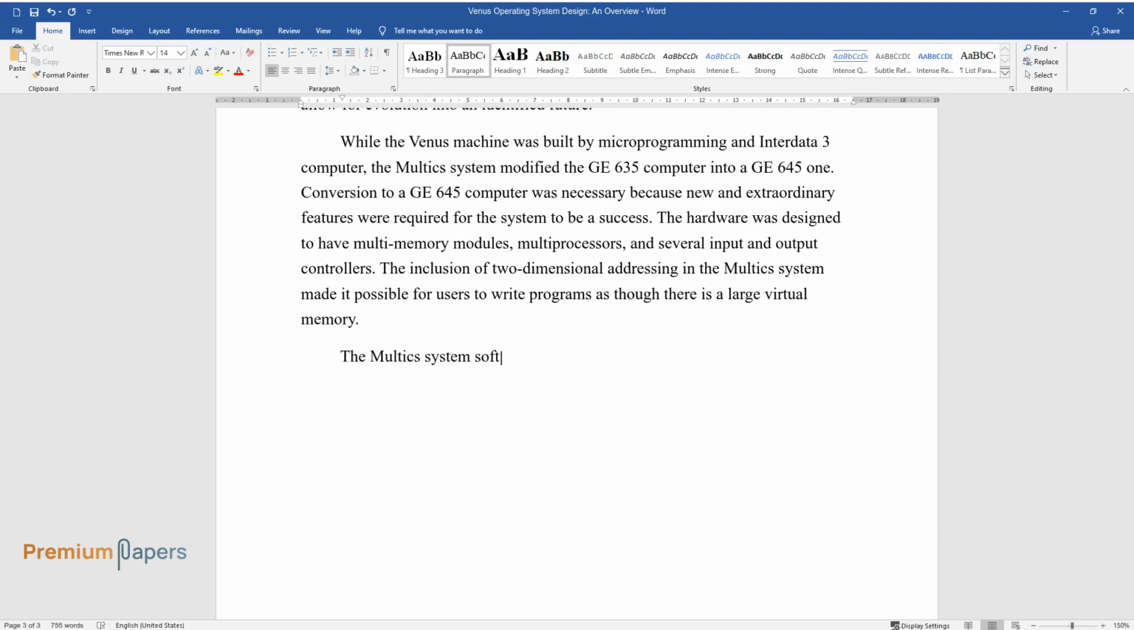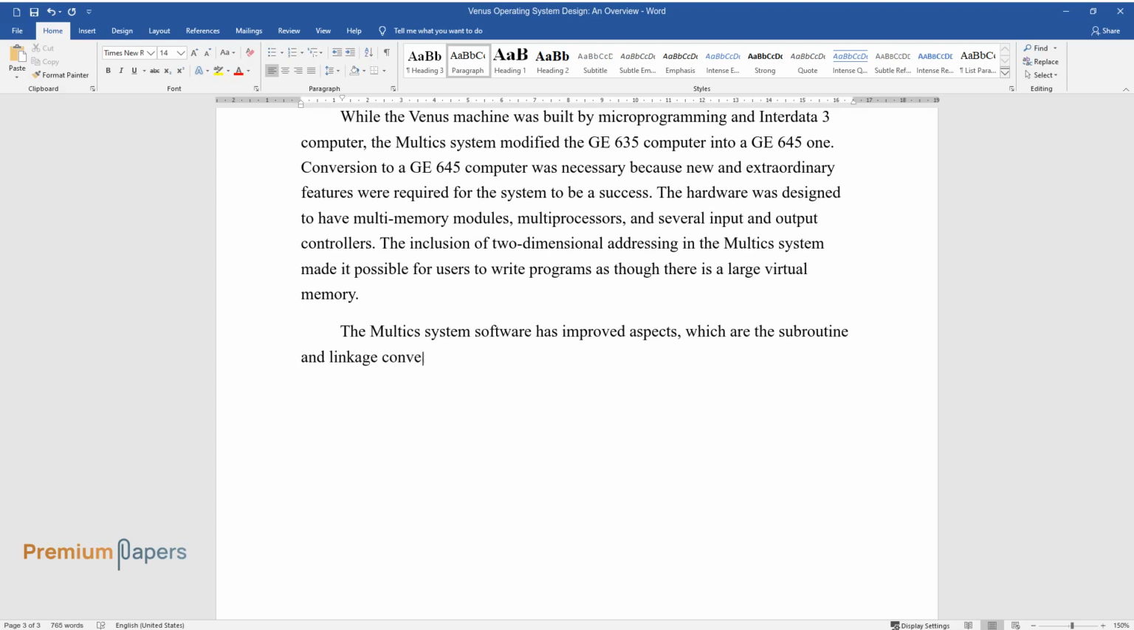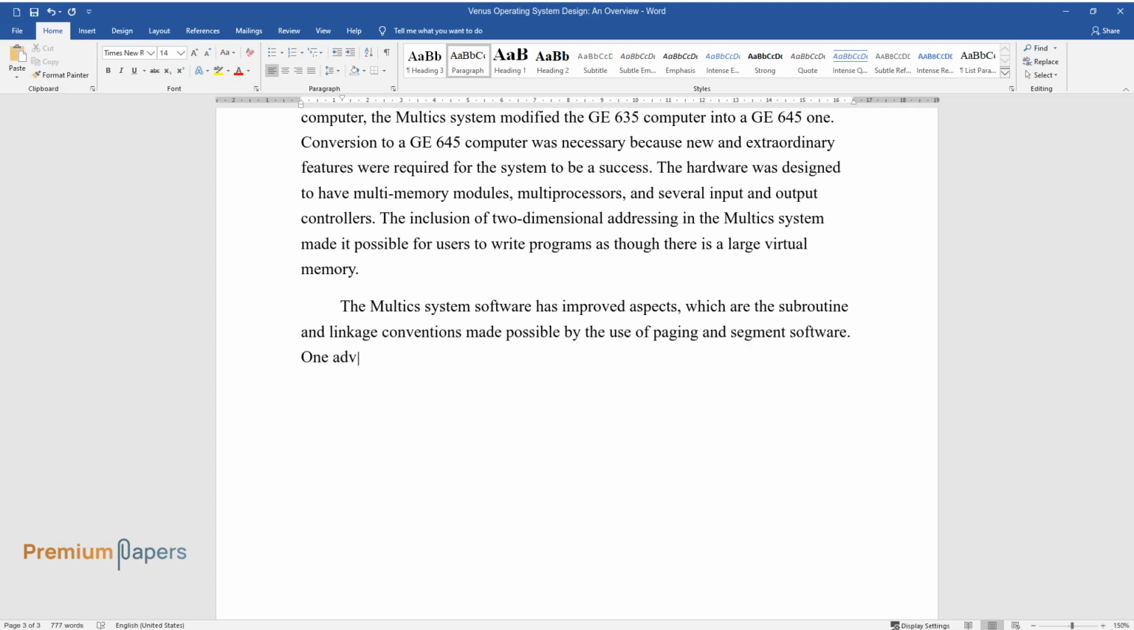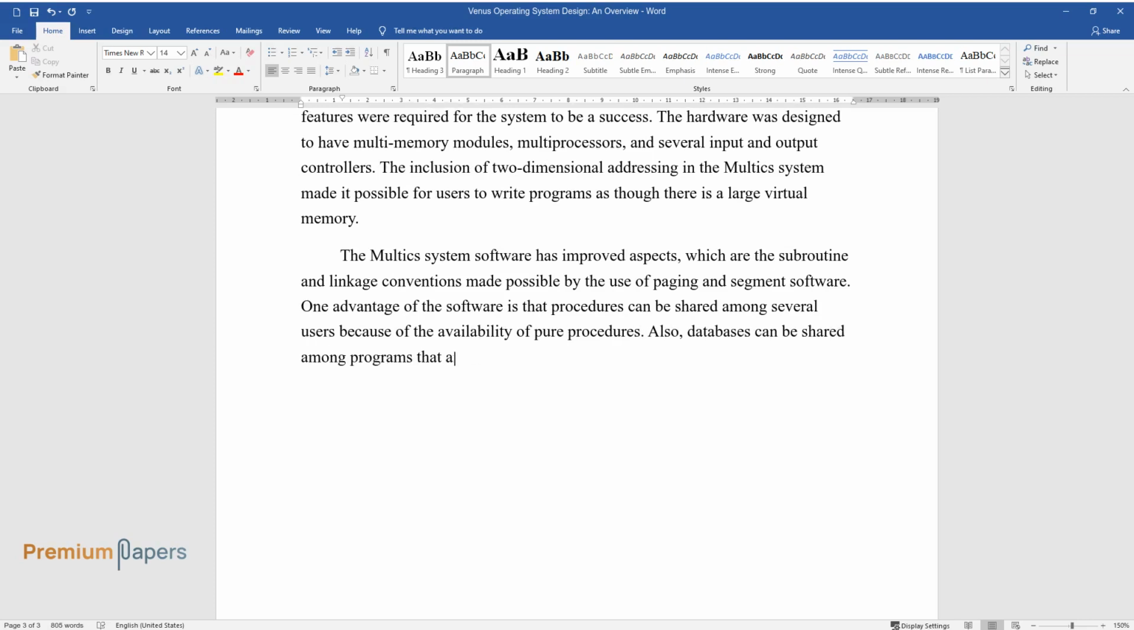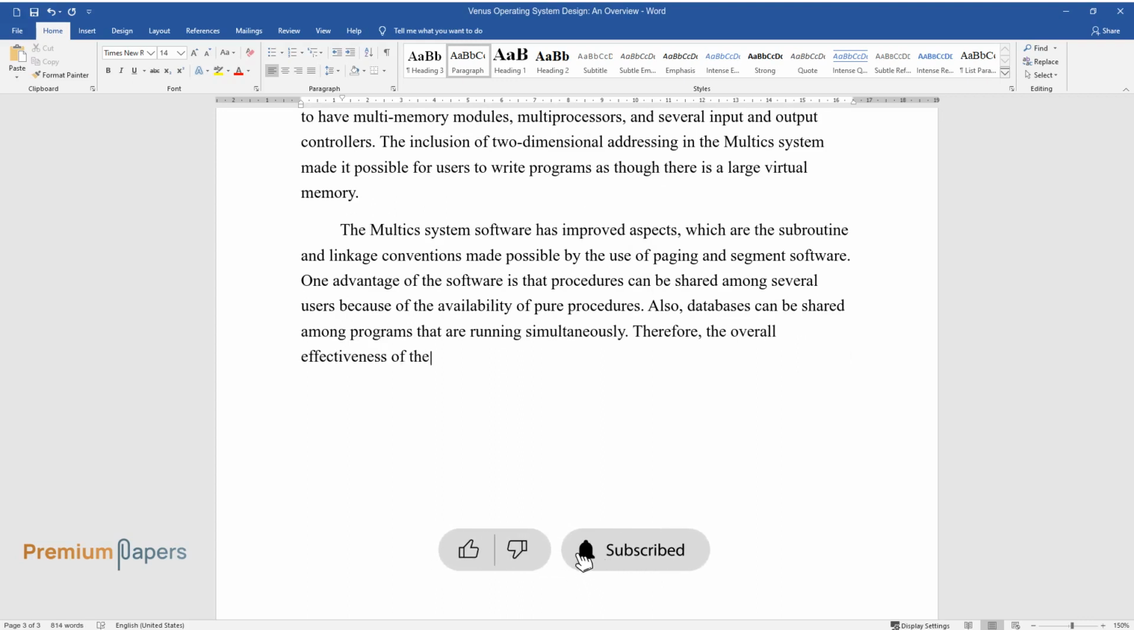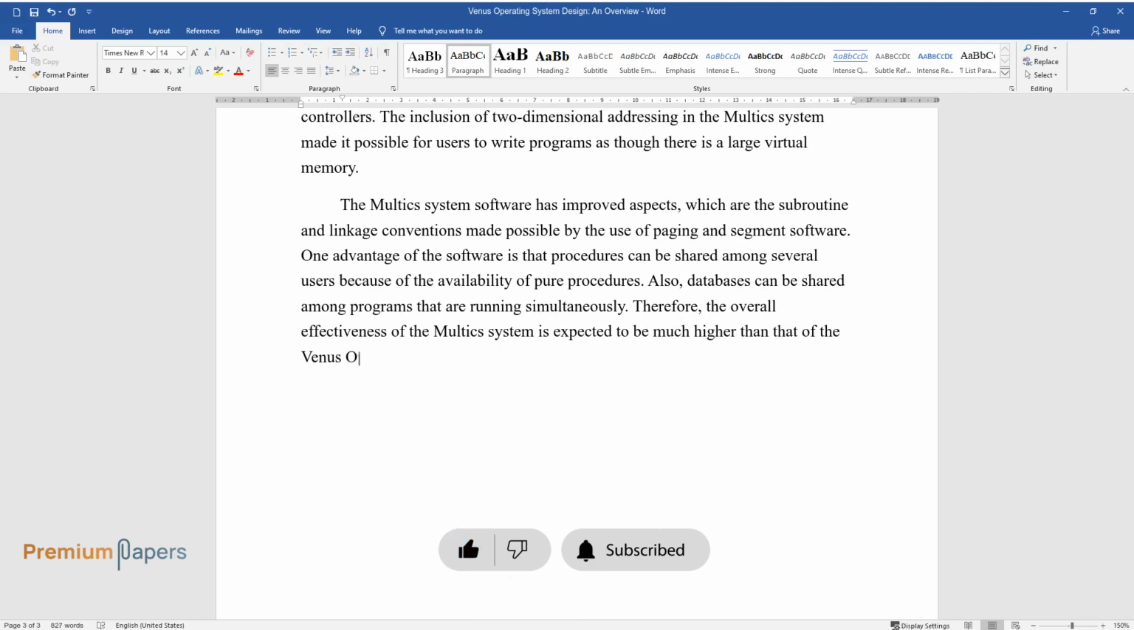The Multics system software has improved aspects, which are the subroutine and linkage conventions made possible by the use of paging and segment software. One advantage of the software is that procedures can be shared among several users because of the availability of pure procedures. Also, databases can be shared among programs that are running simultaneously. Therefore, the overall effectiveness of the Multics system is expected to be much higher than that of the Venus operating system.